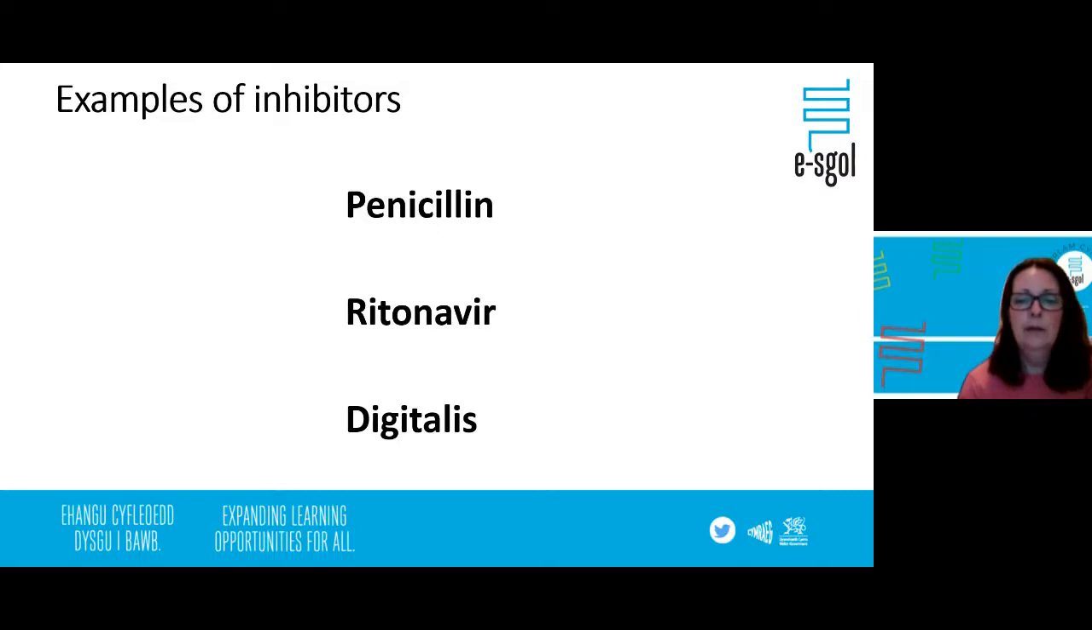So that means, if we remember and think back, that the non-competitive inhibitor in this case will bind to a different part of the enzyme, to the allosteric site, rather than the active site, and it will stop the substrate joining with the enzyme. What that does in this case is it binds to the enzyme and stops or restricts the contraction of the heart, the cardiac muscle. So that means that the heart beats in a regular manner that we want it to.